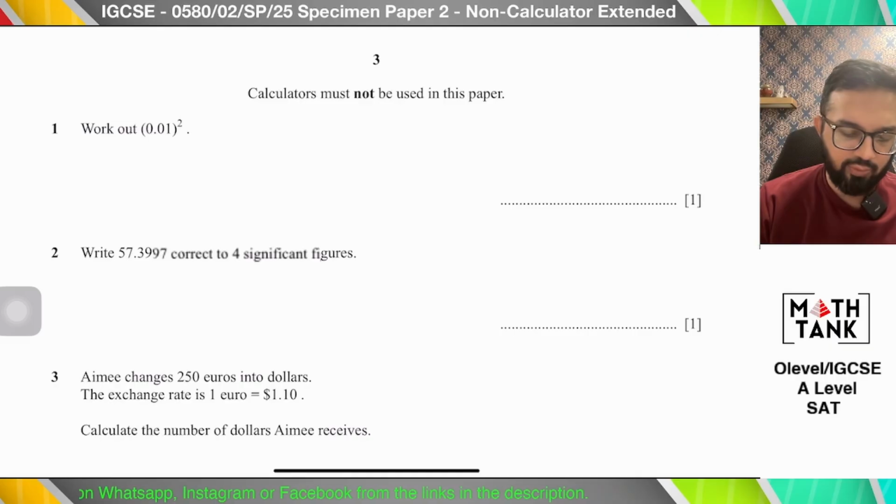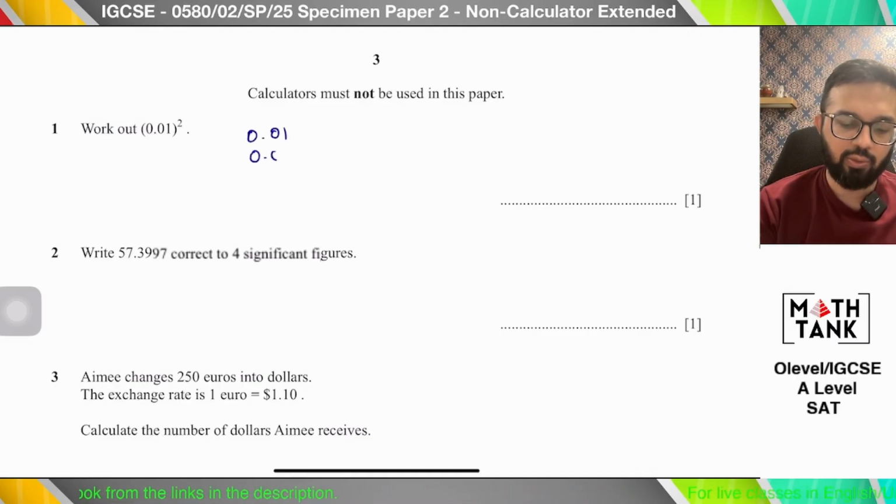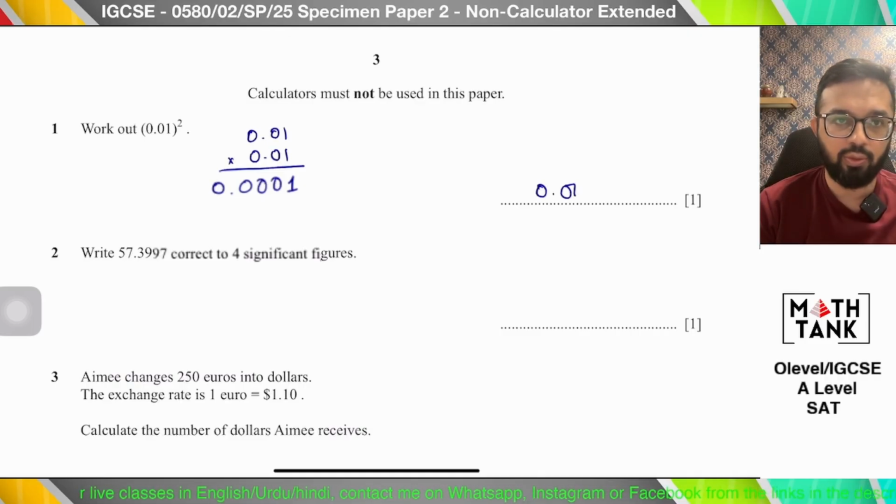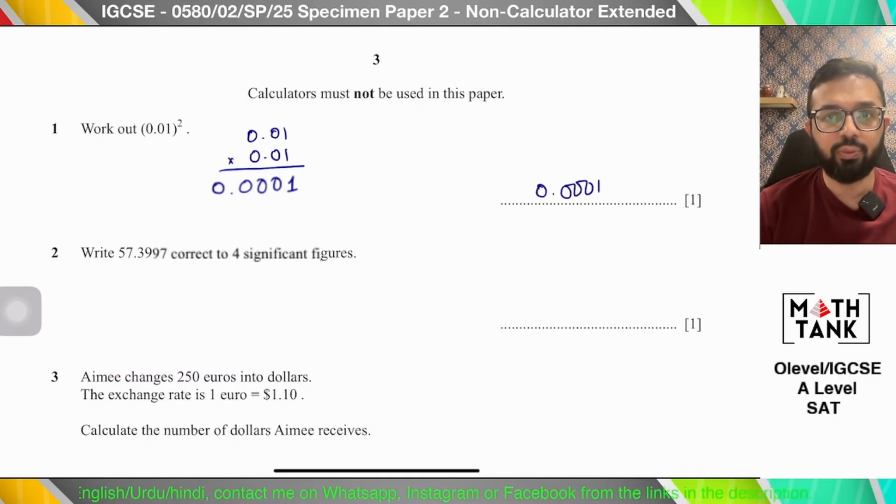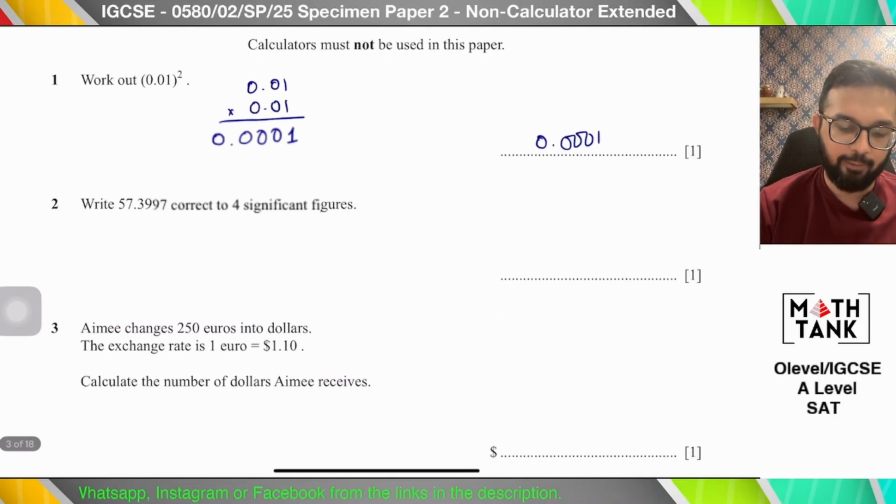So the first question says 0.01 squared. So I think that is easy. You multiply 0.01. Remember that you need as many decimal places as when the numbers are put together. So I have 4 decimal places. So my answer should be 0.0001. Remember, these 1 mark questions are just about getting the answer right. There's no need for working.